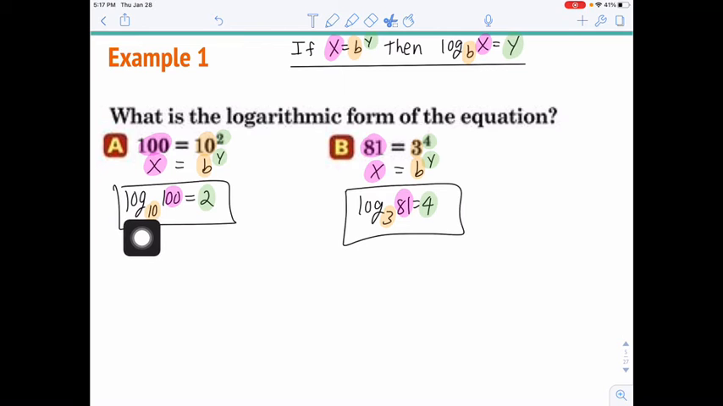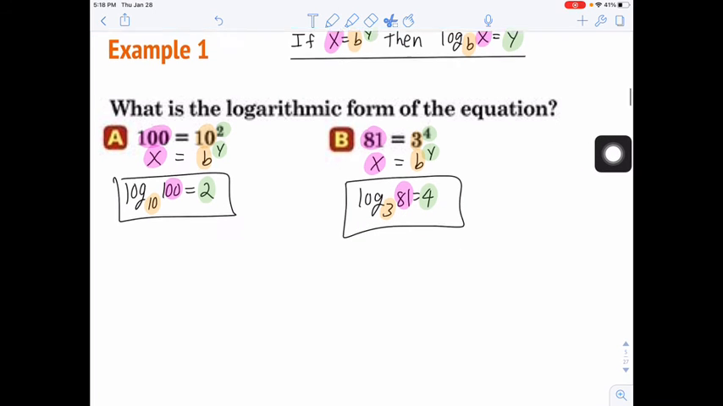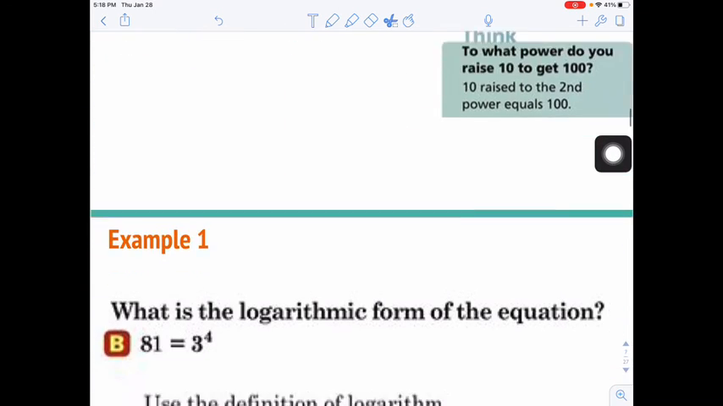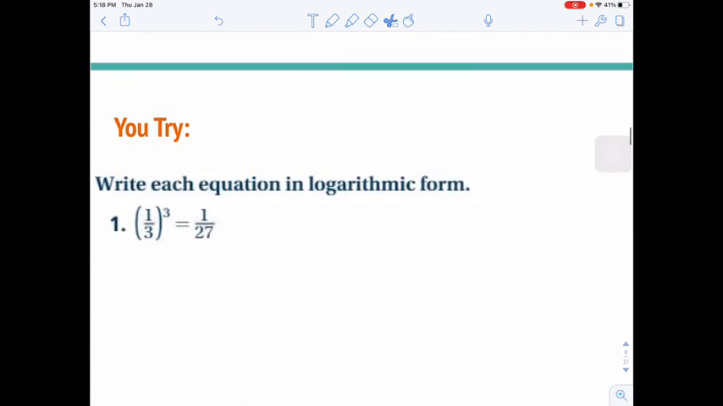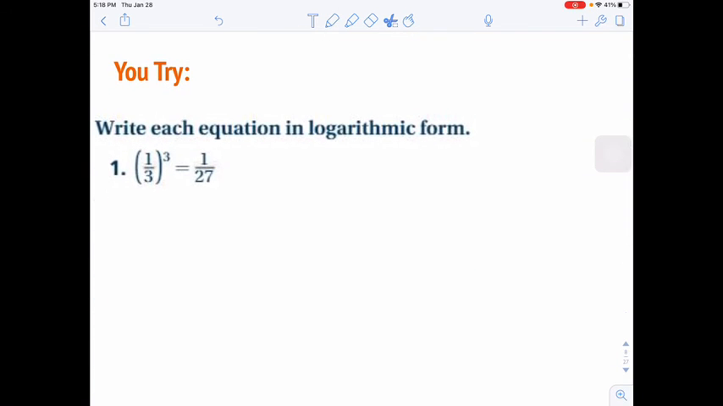This gives us log base 10 of 100 equals 2. For part B, we have x is 81, 3 is our base, and y equals 4. So we can rewrite this as log base 3 of 81 equals 4. The work for this problem is written out on the next 2 slides. And now I would like you to try number 1, write each equation in logarithmic form. 1/3 to the 3rd power equals 1 over 27.